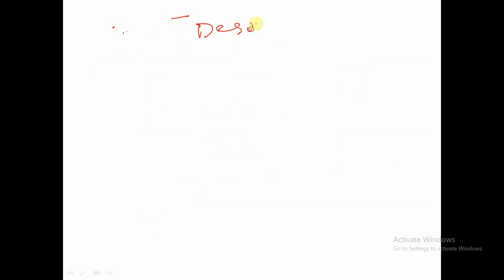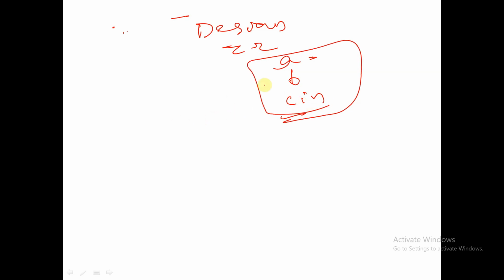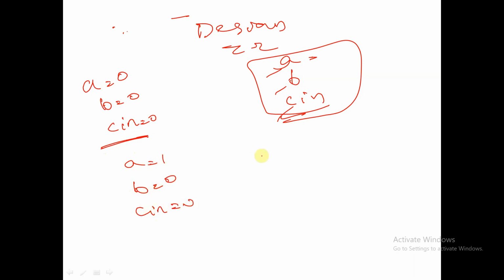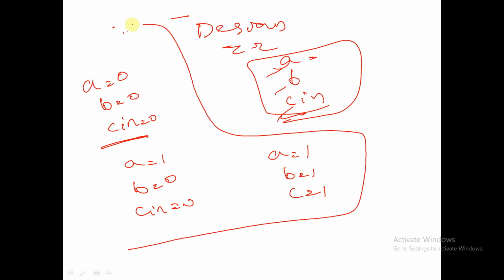for our design we have two inputs, a, b and carry in. For the full adder, we developed the design with inputs a, b and c in. In our test bench we have driven the stimulus a equal to 0, b equal to 0 and c in equal to 0, and another case where a is equal to 1, b is equal to 0, c in is equal to 0, and a is equal to 1, b is equal to 1, c is equal to 1. So we have written this test bench, right?